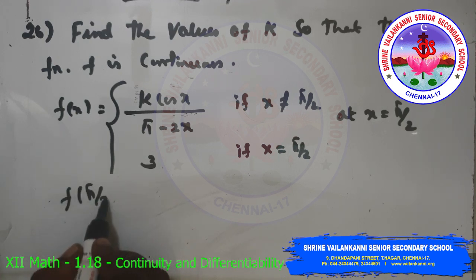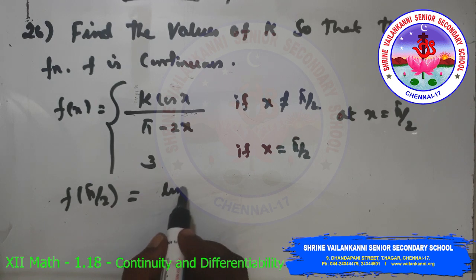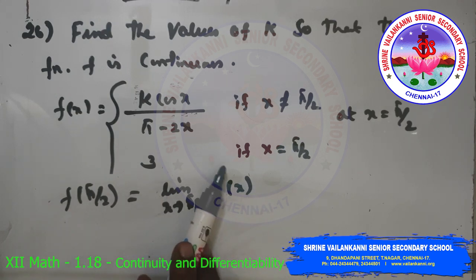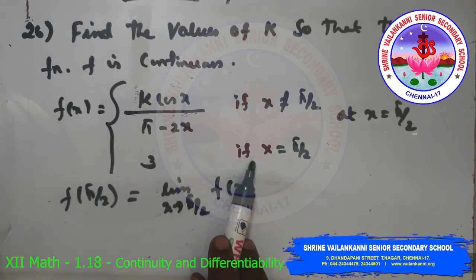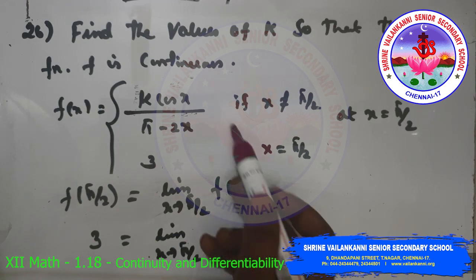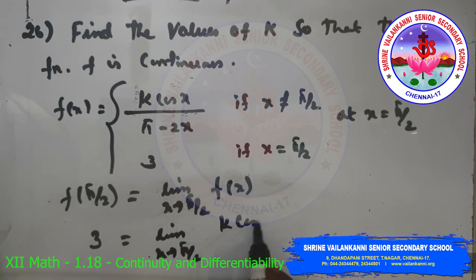That is, f of pi by 2 should be equal to limit x tends to pi by 2 of f of x. The function is defined to be 3 if x equal to pi by 2. So f of pi by 2 is 3, which is equal to limit x tends to pi by 2. Then f of x is k cos x by pi minus 2x.